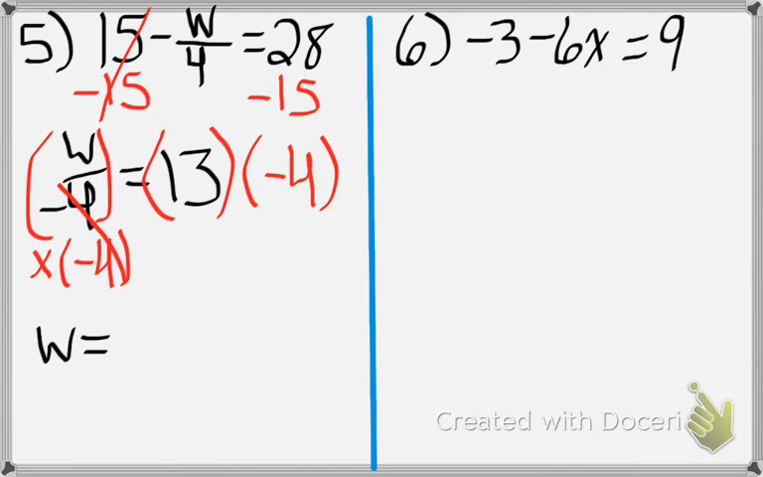Now on the right side you have a positive times a negative, well that's a negative. And then 4 times 13, well that's 40 plus 12, that's 52. So negative 52, that's your final answer for number 5.